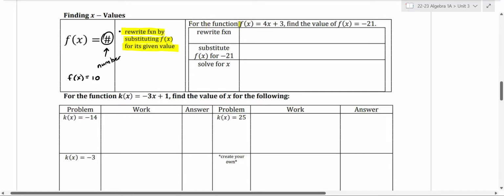All right, watch carefully for the example. This one is f of x, and this is what we're given. We're given that f of x equals negative 21. So this means that this is negative 21. So then we write negative 21 equals 4x. Okay, they want us to start from step 1. F of x equals 4x plus 3. We know that f of x is negative 21. So for f of x, we're going to replace negative 21. And now we're just going to solve.